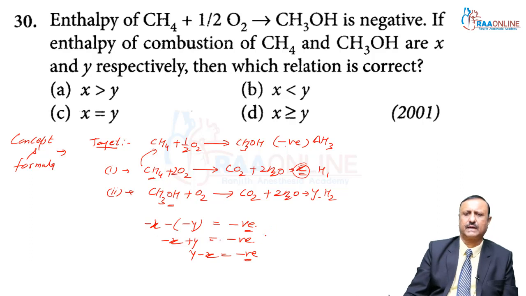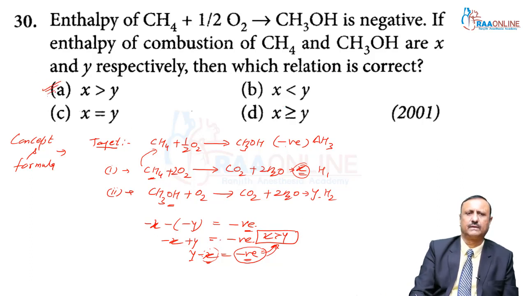It means, my dear students, X is greater than Y, because we obtain the negative value, and the negative value is obtained when X is greater than Y. When X is not greater than Y, you get the positive value. And now, in this question, he wants the negative value for methanol. So, my dear students, X must be greater than Y. So, your answer is X must be greater than Y. Your answer is A. Question number 30, you get the answer A.